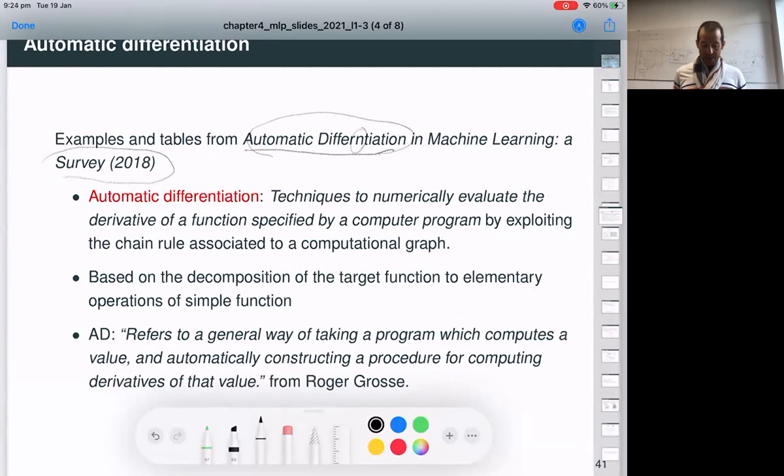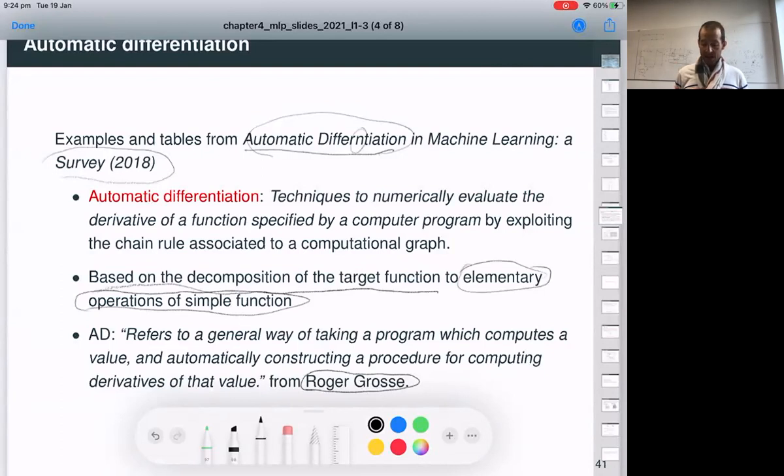So what is the automatic differentiation? I take the definition from this colleague, Roger Grosse. We refer to a general way of taking a program which computes a value and automatically constructing a procedure for computing the derivative of that value. So the idea is to decompose your target function into elementary operations of simple functions. So this is a key point.